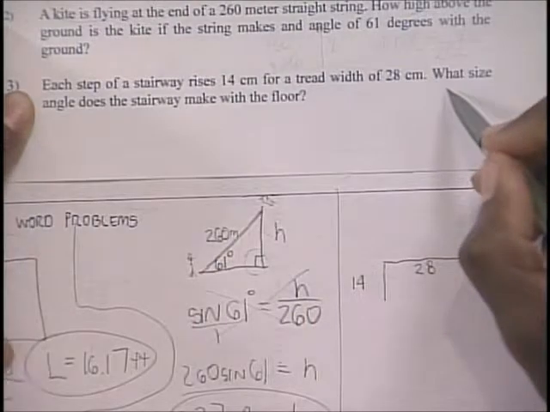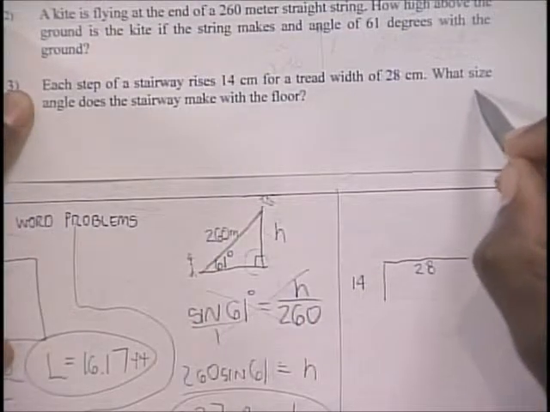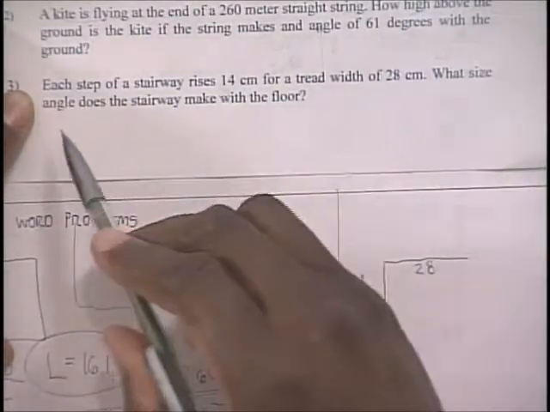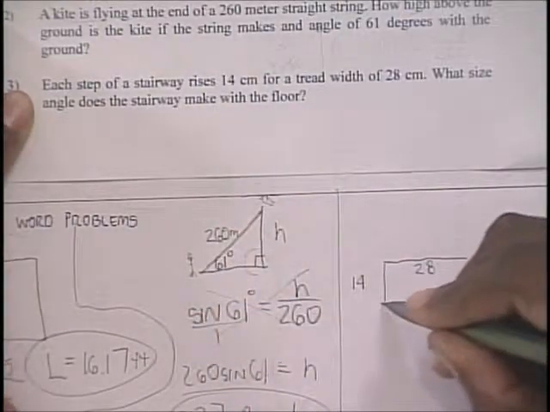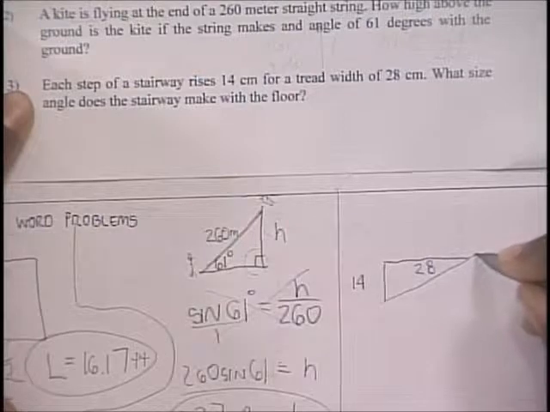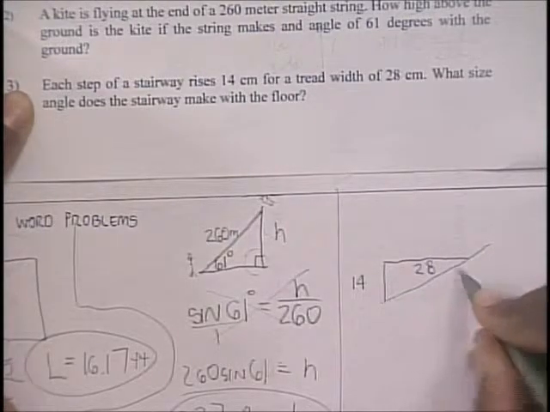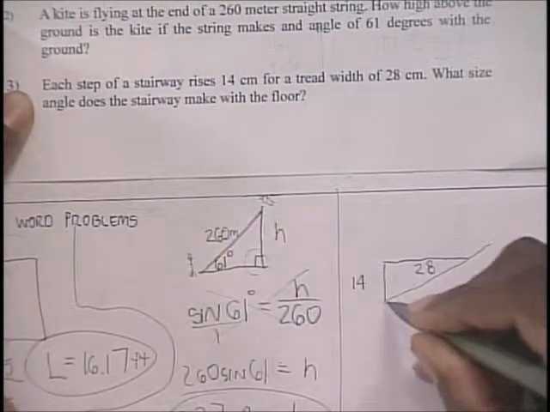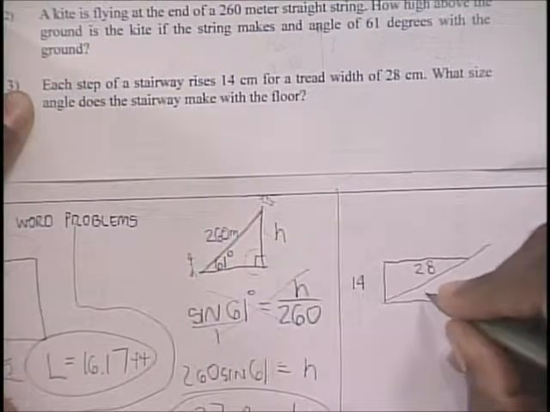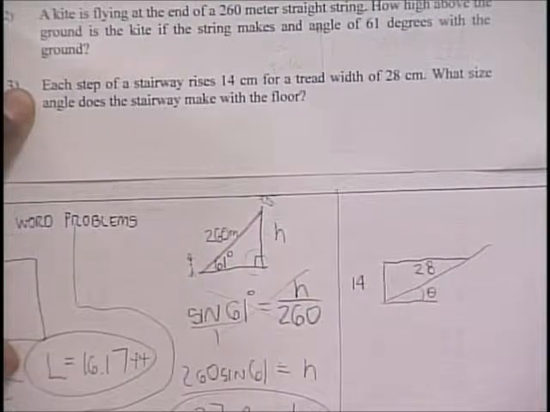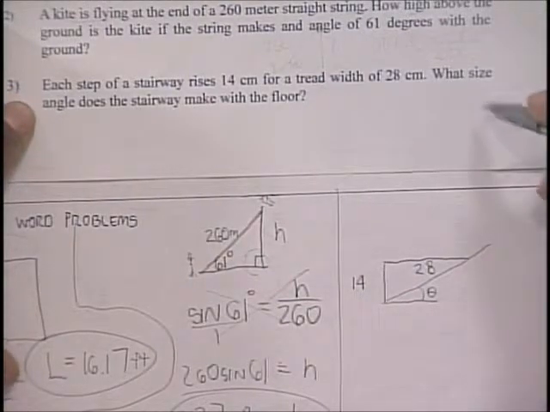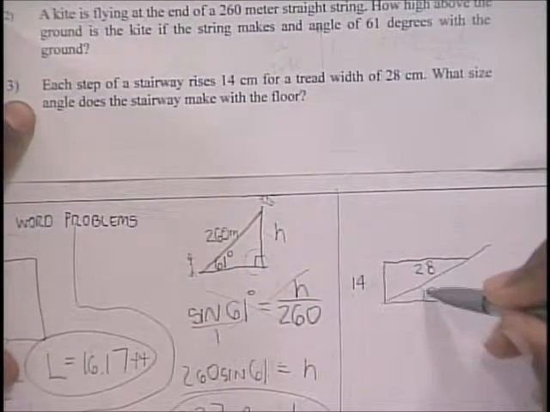And then this says, what size angle does the stairway make with the floor? All right, so this is your stairway right here. Let's identify this angle right here. Let's say that that's what they want. What size does the stairway make with the floor? So let's go for that angle right there.